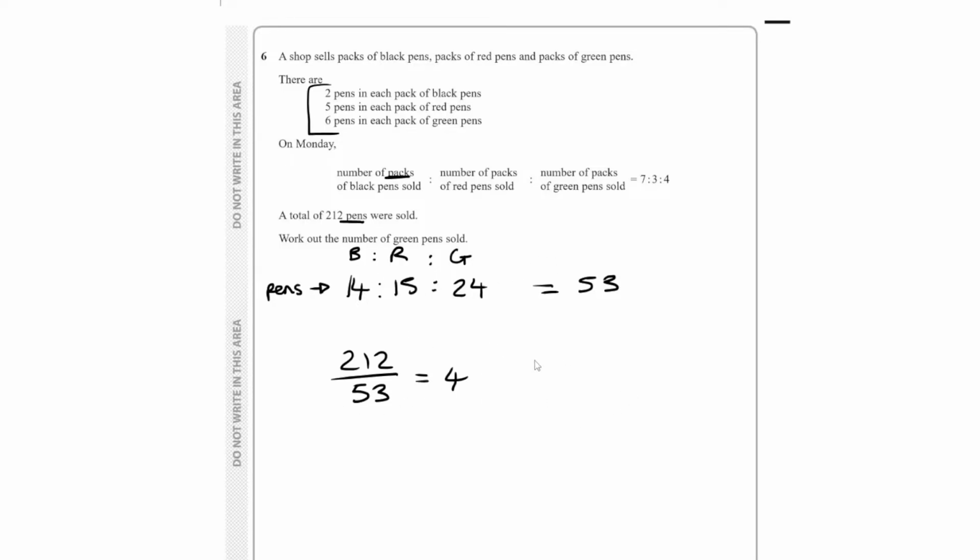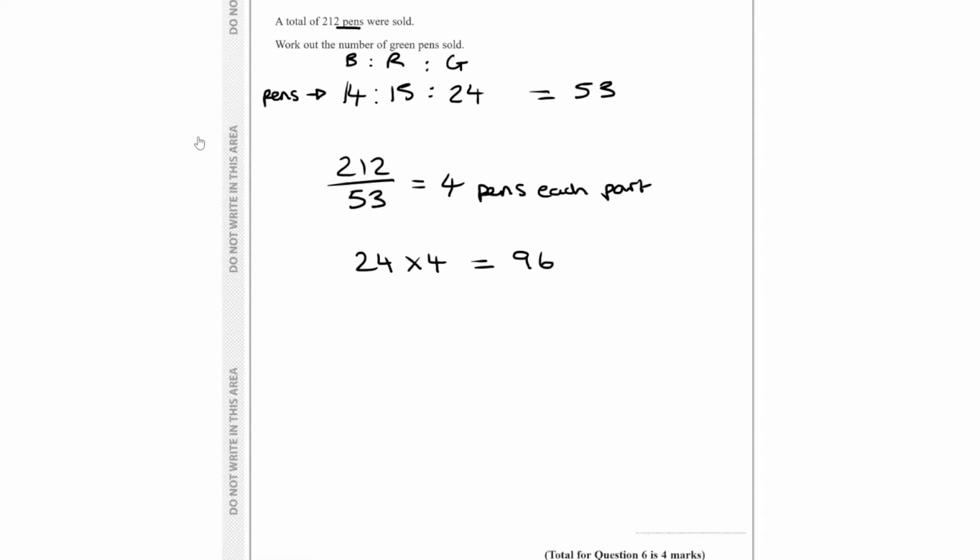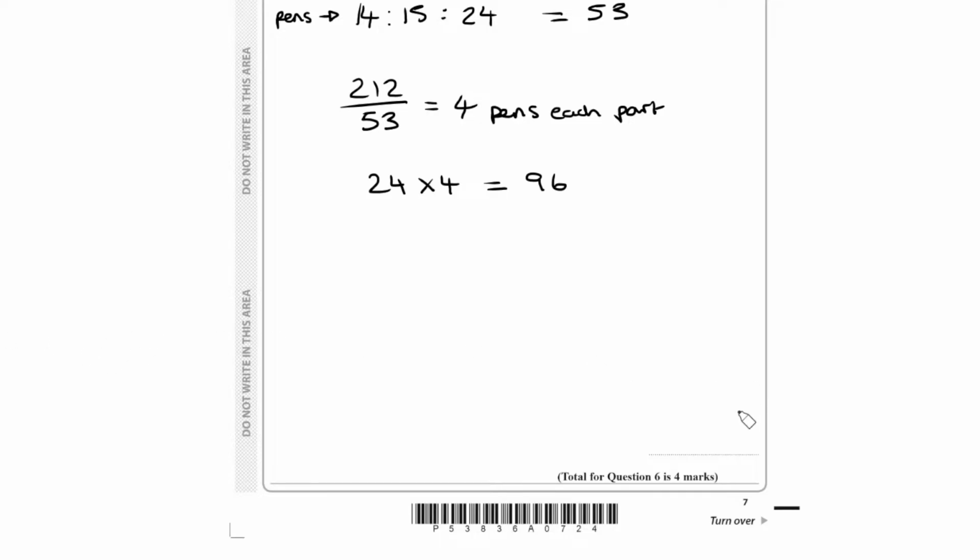So what they're saying is there's 4 pens in each part of the ratio. They wanted green, so all I need to do is take the green and times it by 4. Or you can add it up if you want, double it again. So it should give you 96. Okay, 4 marks, 96 should be your answer.